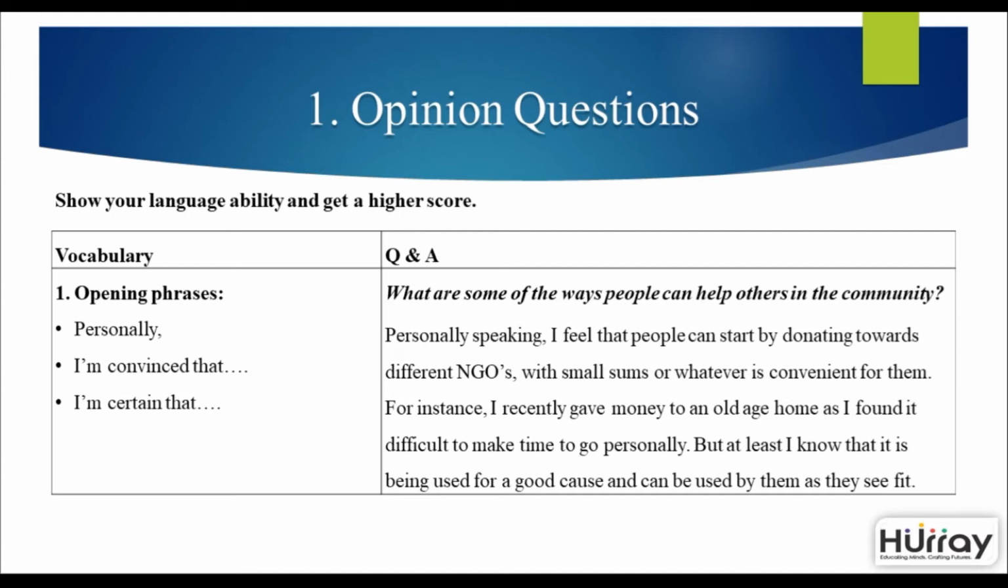Personally speaking, I feel that people can start by donating towards different NGOs with small sums or whatever is convenient for them. For instance, I recently gave money to an old age home as I found it difficult to make time to go personally. But at least I know that it is being used for a good cause and can be used by them as they see fit.